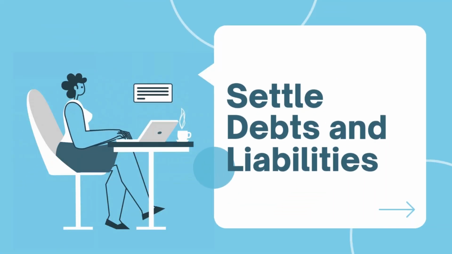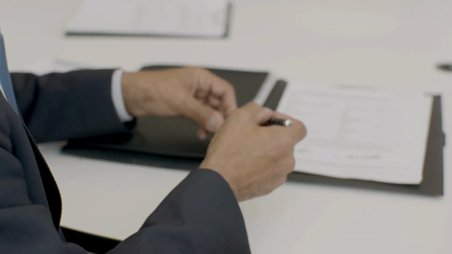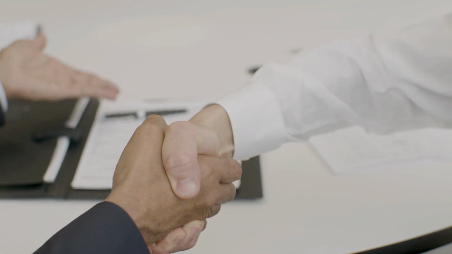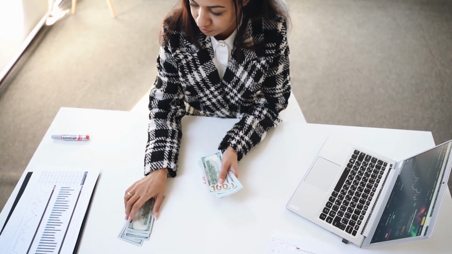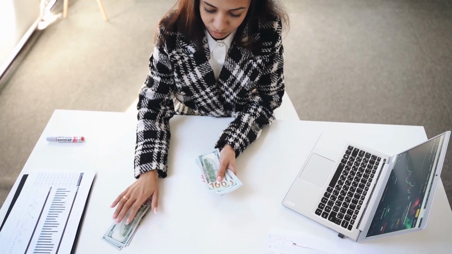Settle debts and liabilities. The LLC must pay off all outstanding debts, taxes, and other liabilities. This may involve selling assets to generate funds to pay creditors. Any remaining assets must be distributed to the members according to their ownership interests.